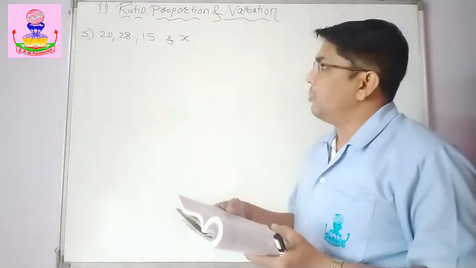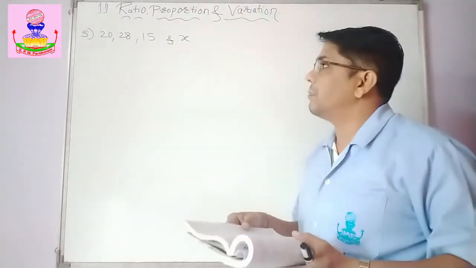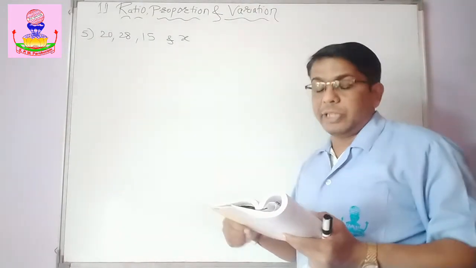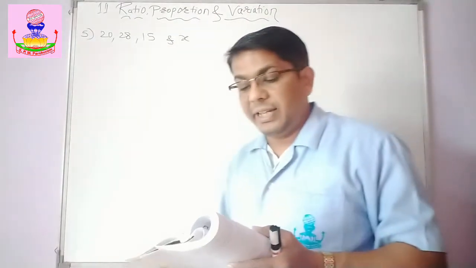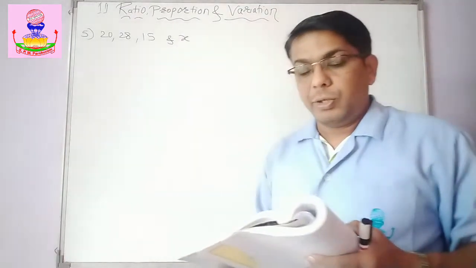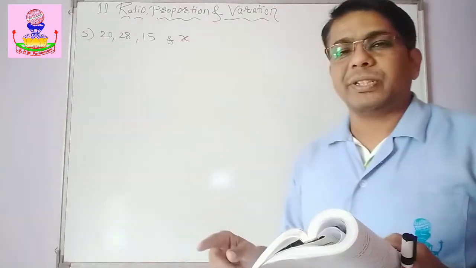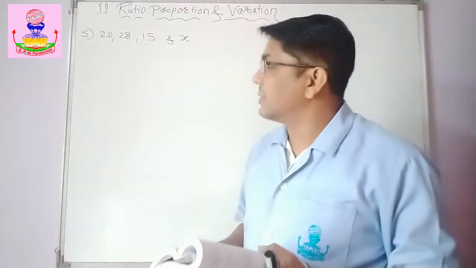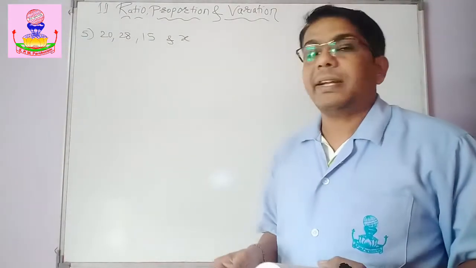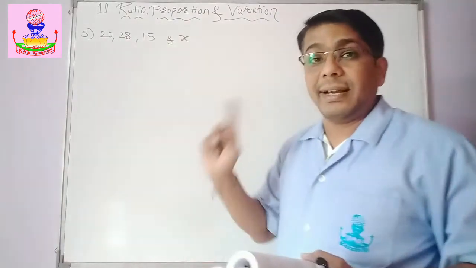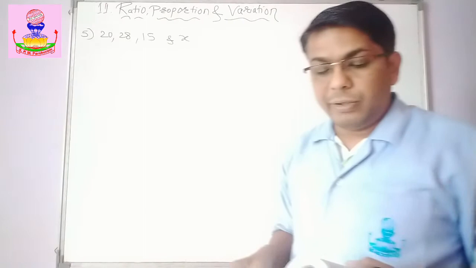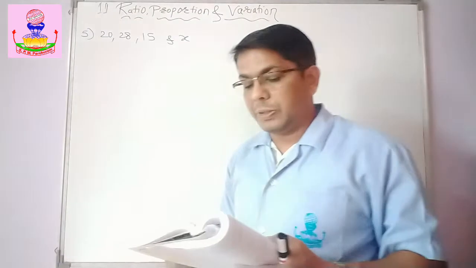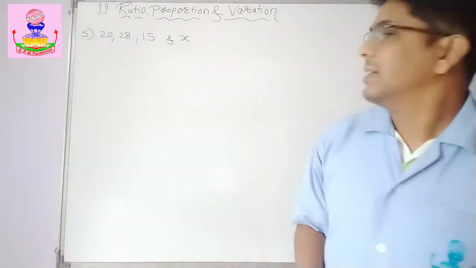Now see the fifth one. If 20, 28, 15 and x are in proportion, find the value of x. My dear students, in the book it is given 20, 25, 15 and x are in proportion. But keep this in mind, if you take 25, you don't get the right answer, and hence you have to take 28. That is the correction. Okay. So if 20, 28, 15 and x are in proportion, find the value of x.